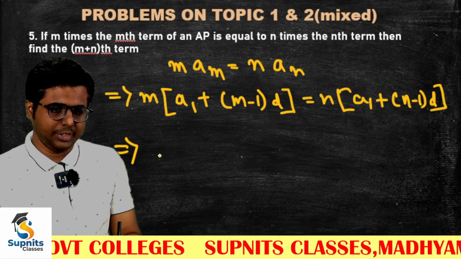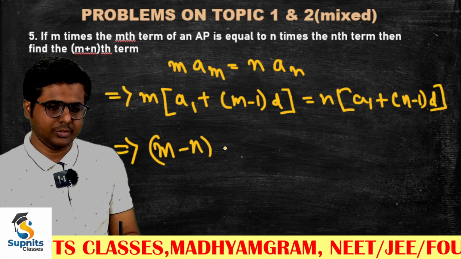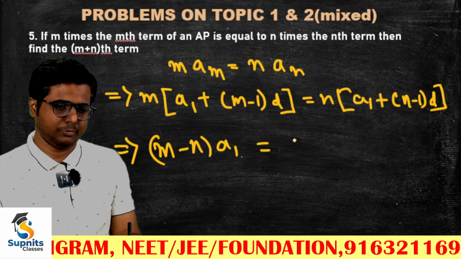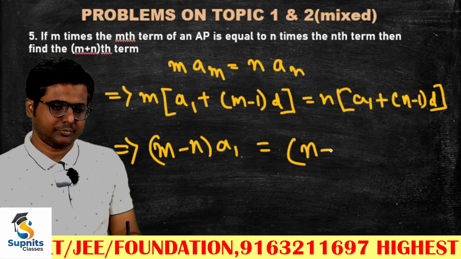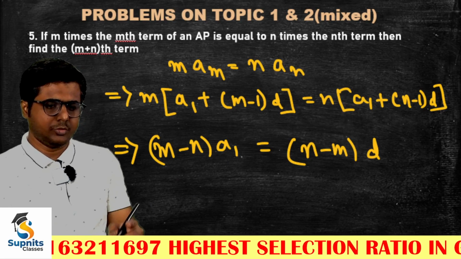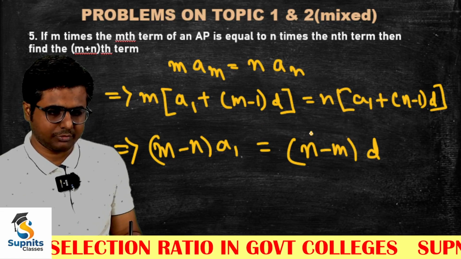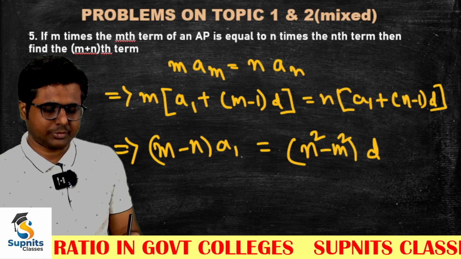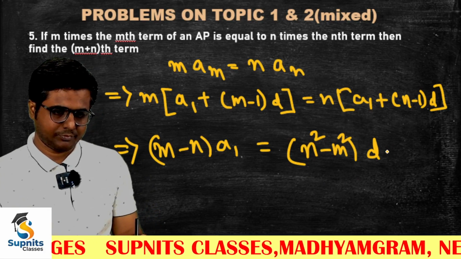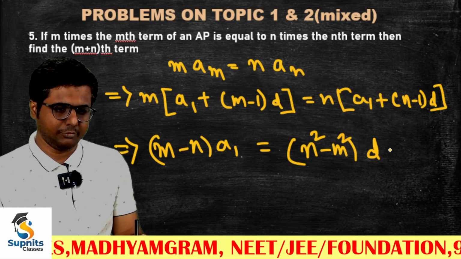So, here it will be m minus n. You do that by yourself and then try to match the answer, that will be better. You must get this one. If you see, oh, there is m square, sorry, n square, m square. You do it by yourself.